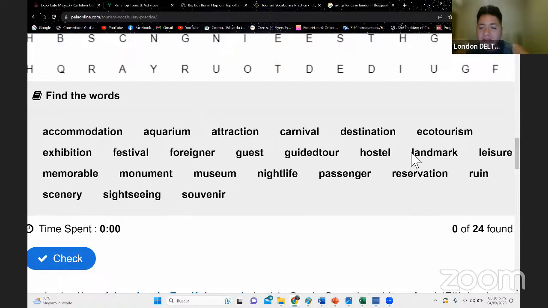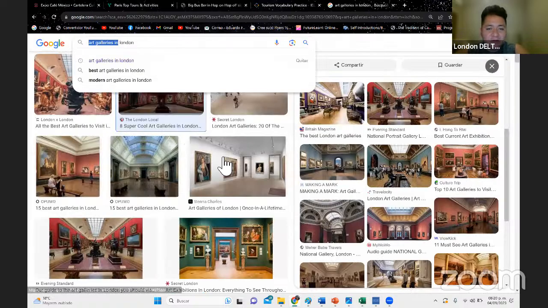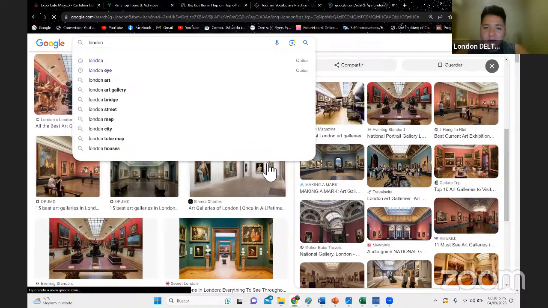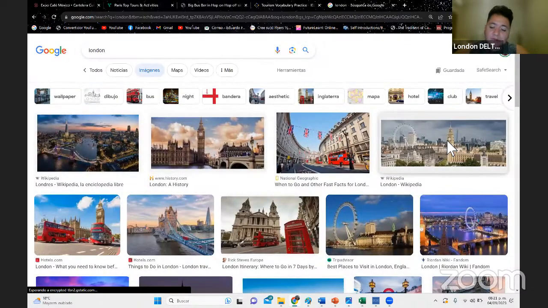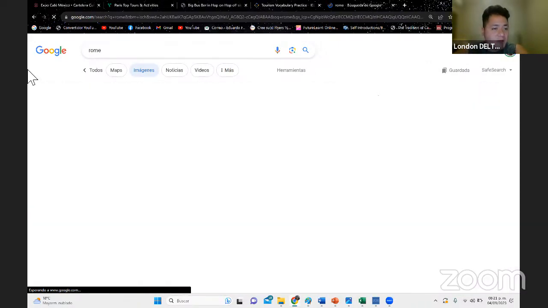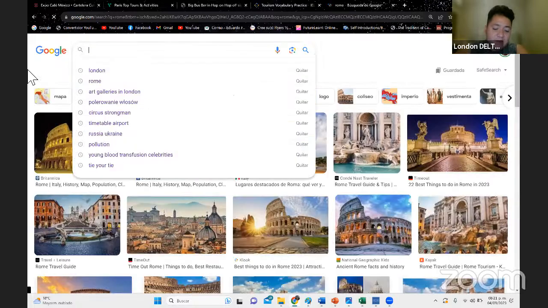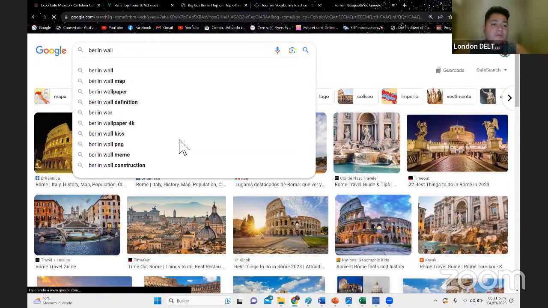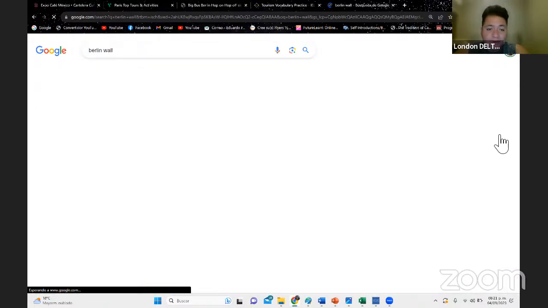Okay, then we have the next expression, a landmark. What is landmark? For example, if you think about important cities, a very important landmark in London is the Big Ben, right? So you can think about the Big Ben, London Eye, those are landmarks. If you think about Rome, the Colosseum is the landmark. If you think about Germany, it can be the Berlin Wall, right? So that's another landmark.